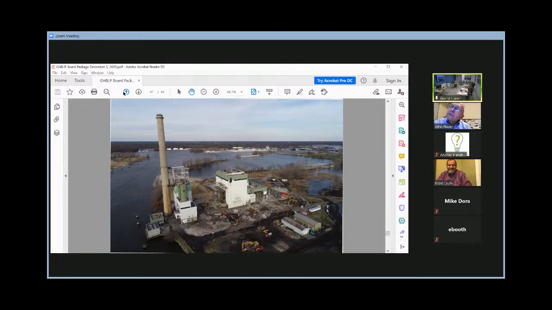So the flooding is subsiding a bit. It's by no means low. It's still high, but it is not as high as it was. And you're right, Todd, that boat launch was almost entirely submerged a few months ago.